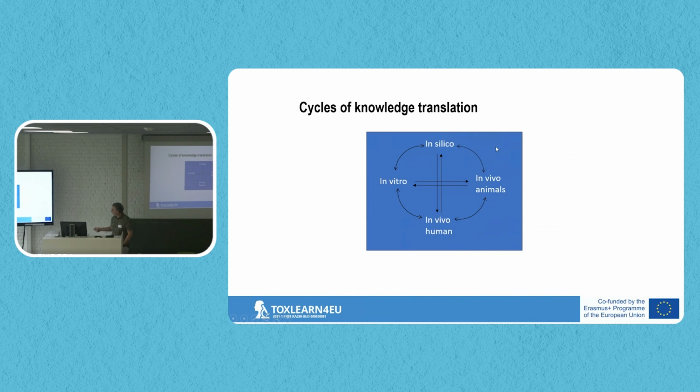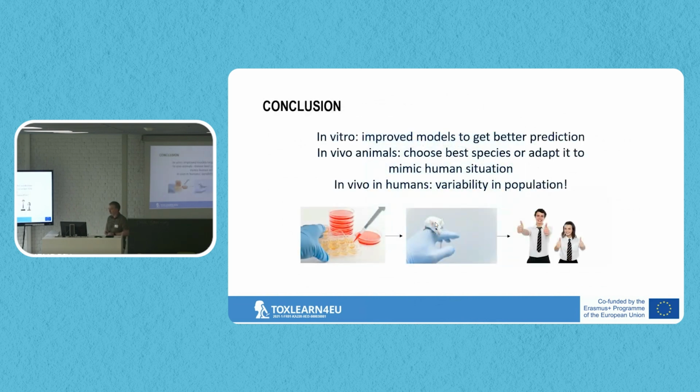And also here, if you want to make that translation from in vivo animals to in vivo humans, you need to take into account all kinds of items like, am I looking into the correct animal model? Can I humanize the model? Is the model not too extreme, etc., etc.? So all kinds of knowledge that you need to make a good translation of knowledge.